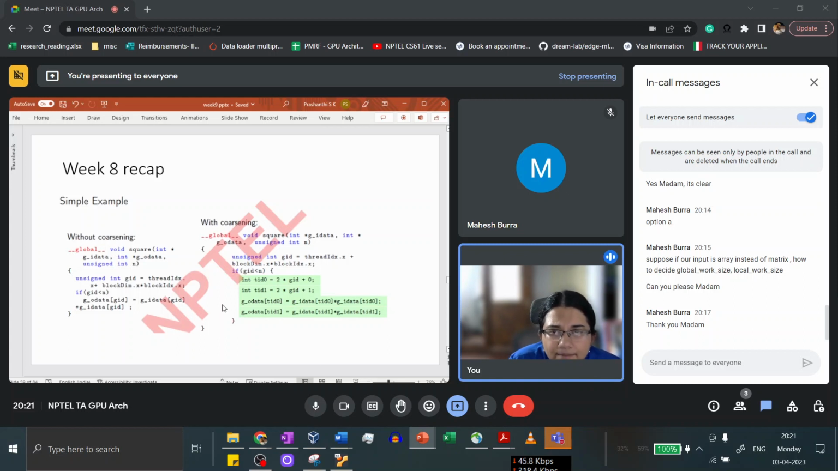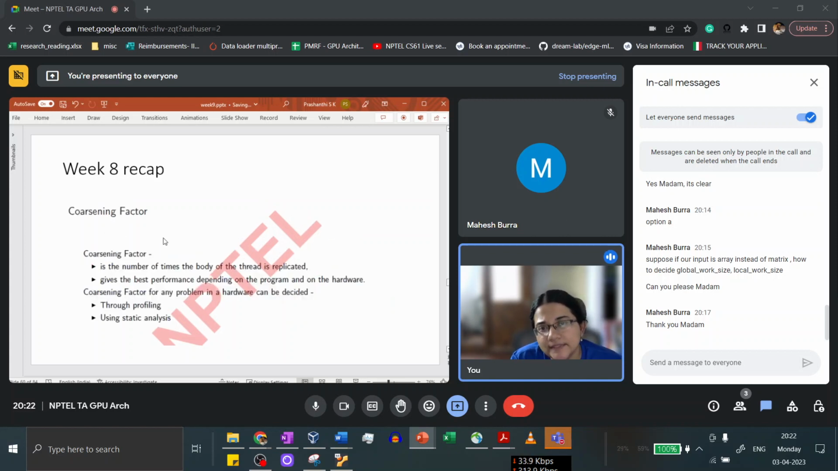A simple toy example here. So here we do: if GID less than n, GO_data[GID] = GI_data[GID] * GI_data[GID]. You basically multiply GI data with itself. Now here what we do, we define TID[0] and TID[1], and this is 2*GID + 0. Basically it's that element itself, and here we add an offset of 1, right? And now we multiply. So each thread now does 2 of these things, right? It multiplies TID 0 with TID 0 and TID 1 with TID 1. This is the with-coarsening example.